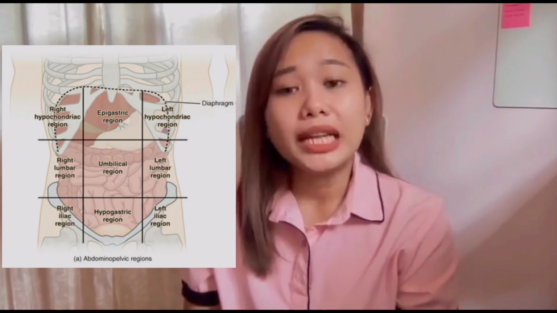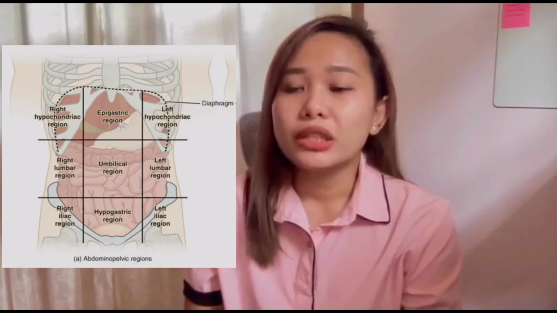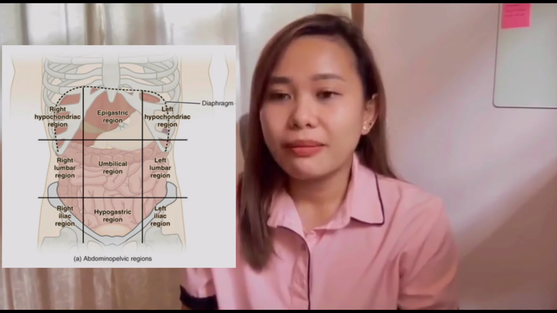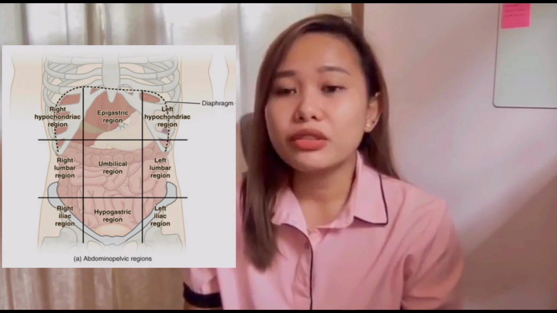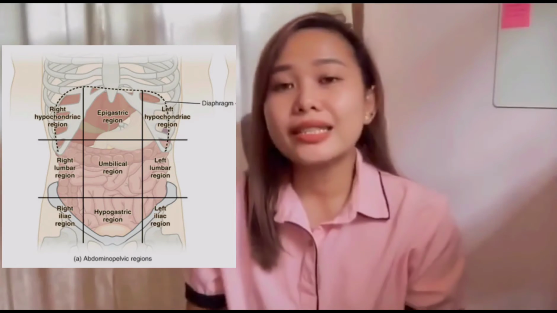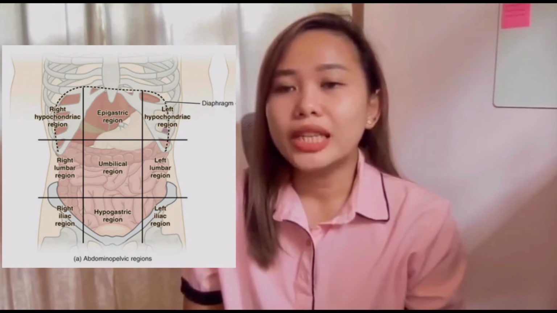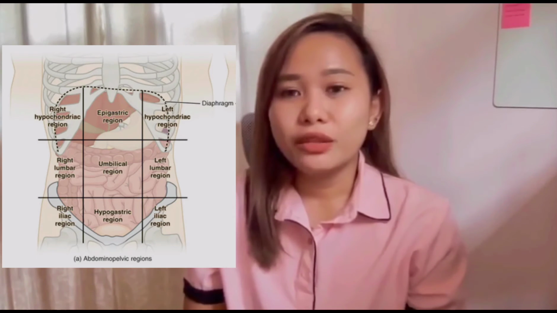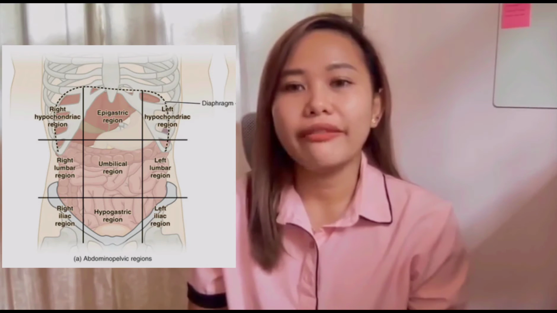Next is the epigastric. The epigastric region contains the majority of the stomach, part of the liver, part of the pancreas, part of the duodenum, part of the spleen, and the adrenal glands. This region pushes out when the diaphragm contracts during breathing. Next is the right lumbar. The right lumbar region consists of the gallbladder, the left kidney, part of the liver, and the descending colon. The left lumbar region consists of the descending colon, the left kidney, and part of the spleen.